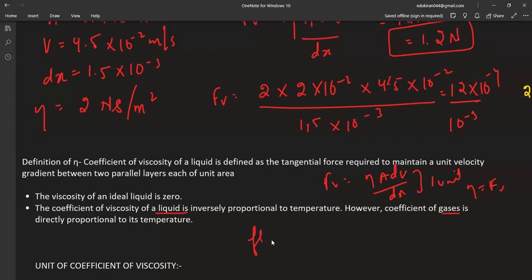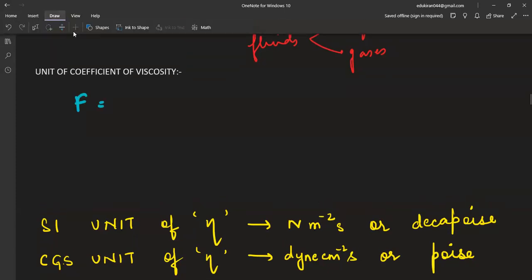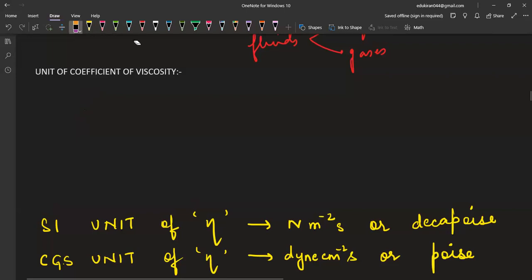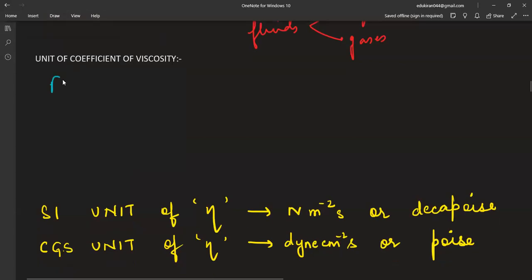Whenever we are talking about fluids, we do not talk only about liquids. Fluids means a combination of gases and liquids. Also, the coefficient of viscosity, when we are defining, the unit of viscosity. See, when we are talking about the unit of viscosity, F is equal to eta A dV over dx.